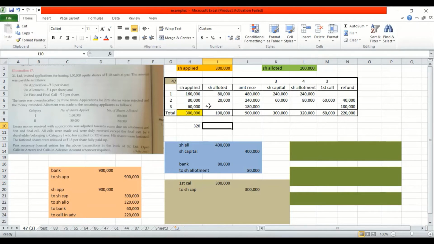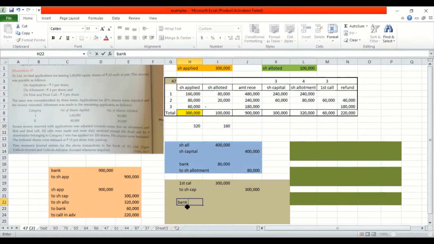use the smart math. 16 2s are 32, 8 2s are 16, right? And then that 40 became 10. Obviously, same thing, the same logic. So 160. So he applied for 160. He did not pay the first call. So 160 into 3. That is your call in arrears.